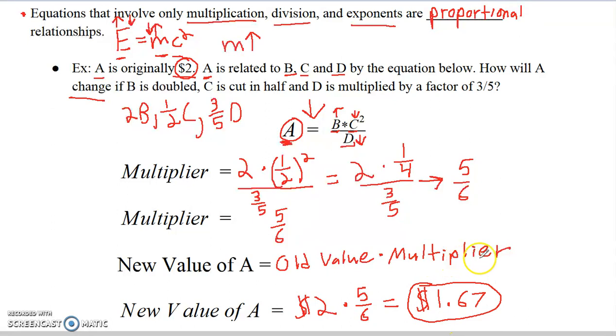So again, this looks kind of strange, but really what it's saying is if this equation relates the variables, if these things change, if B, C, and D change, how is A going to be affected? And it's this kind of format you need to use to figure out mathematically by what factor it's going to go up by, and then that lets you figure out the new number. So in this case, you had $2 originally, and some stuff changed with some of the other variables, and now you have less money. You only have $1.67.